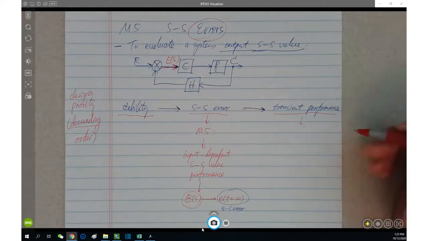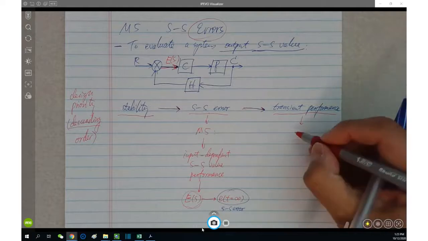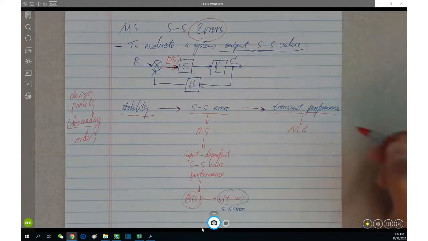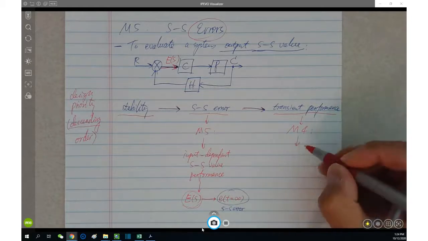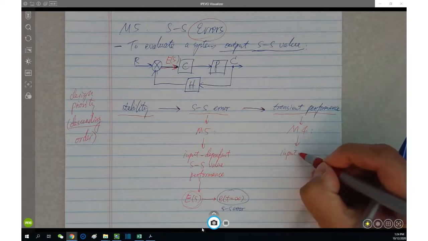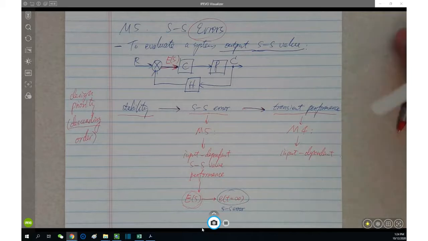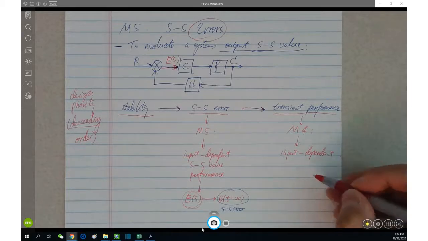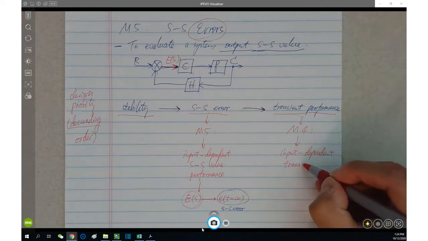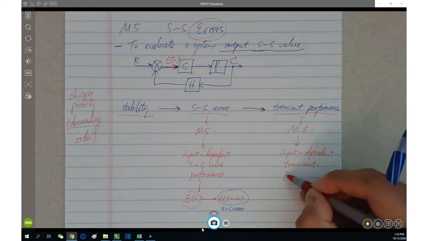The transient performance, we actually have talked about quite a bit in module 4, time response, where we study the transient performance, which is also input dependent. Steady state value and transient performance, they are all input dependent.